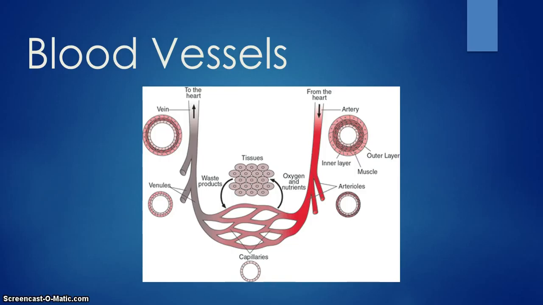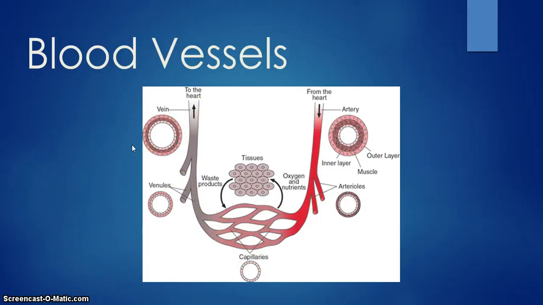Blood vessels. The blood vessels consist of arteries, which are here, arterioles, which are here, capillaries, venules, and veins. All blood is carried in these vessels.